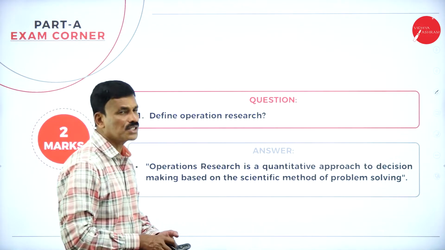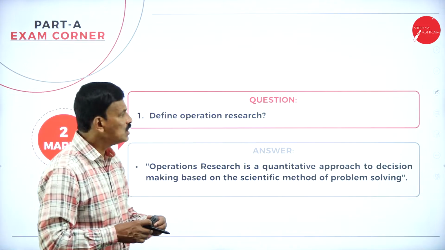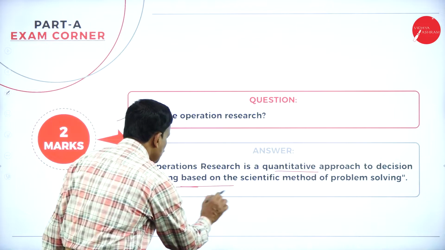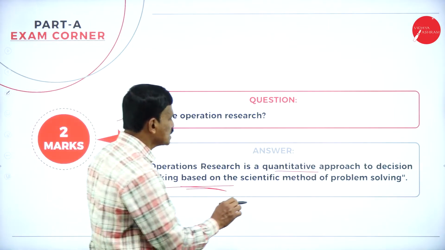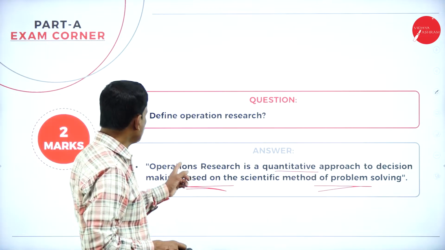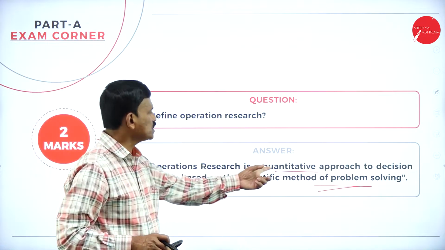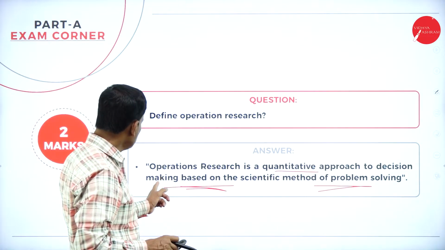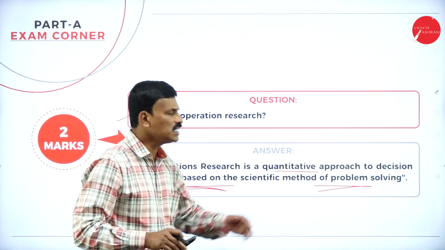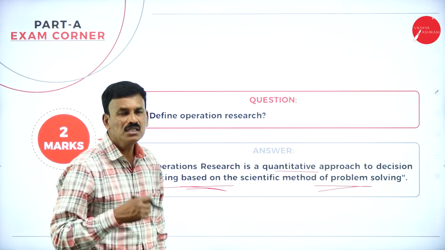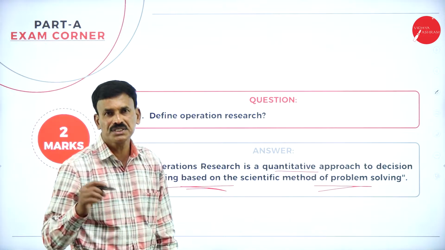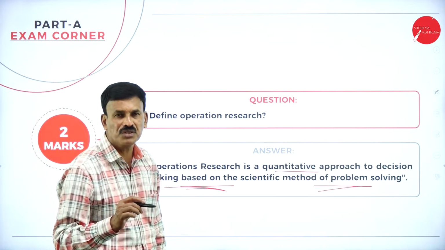Define operations research. This is a 2 marks question. Operations research is a quantitative approach to decision making based on the scientific method of problem solving. Getting the solution for a problem using the scientific method is called operations research. If you write this much, you will get 2 marks.